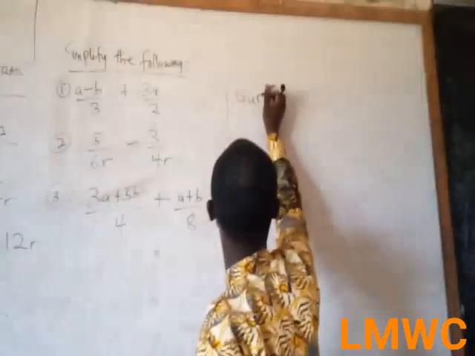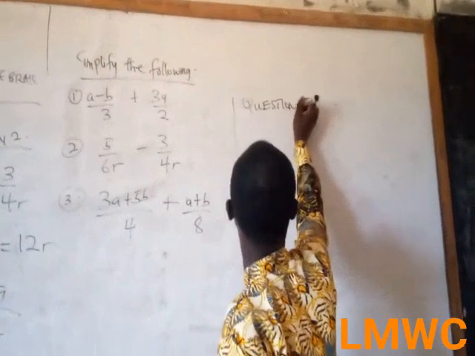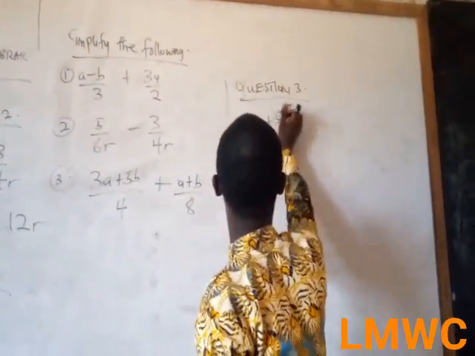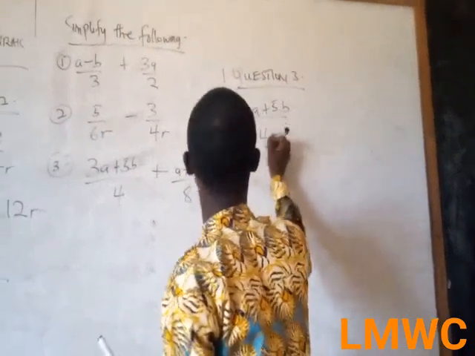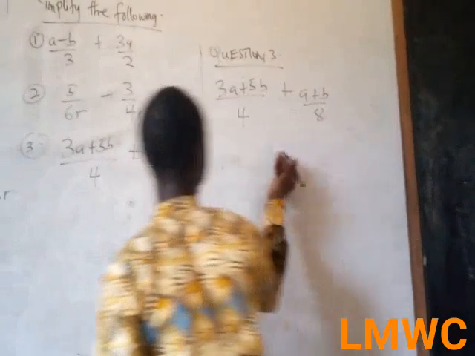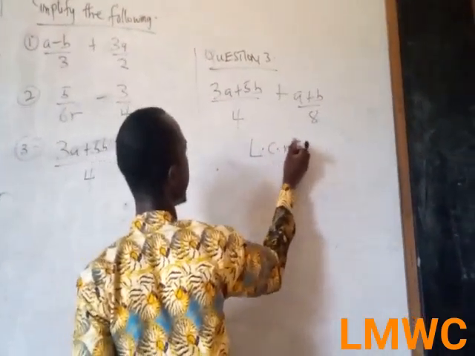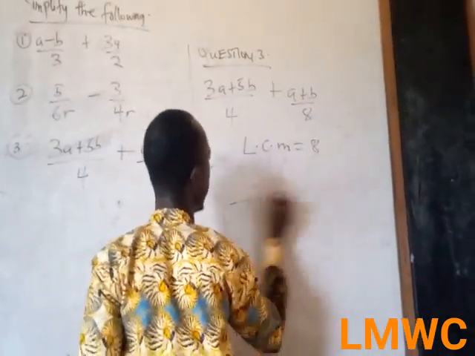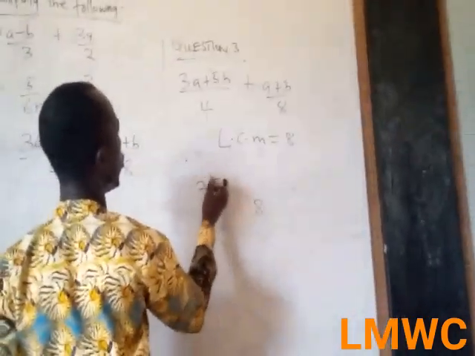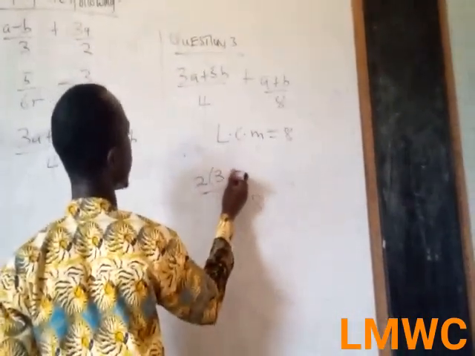So question 3: (3a + 5b)/4 + (a + b)/8. What is the LCM? The LCM here is 8. 4 goes into 8 two times, so you put these terms in brackets.